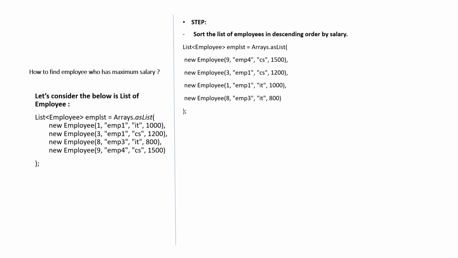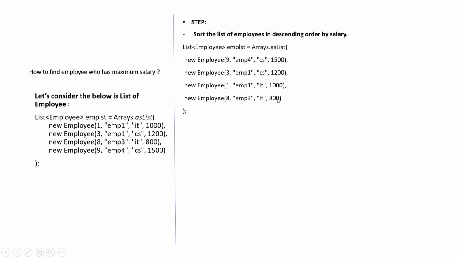First we need to sort the list of employees in descending order by salary. Once we apply sorting on the basis of salary, we get this result. Employee ID 9 comes first, because employee ID 9 has the maximum salary, which is 1500. Then the second highest salary is 1200, that is employee ID 3. Then the fifth, that is employee ID 8, has the lowest salary, 800.